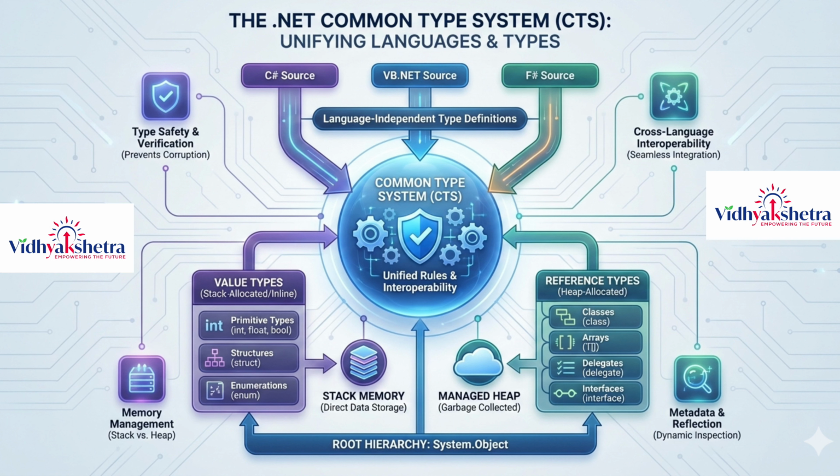The relationship between CTS and CLS is important to understand. CTS defines all possible types and behaviors, while CLS defines a subset of CTS that languages must support for interoperability. A language may support more features than CLS allows, but only CLS-compliant features are guaranteed to work across all languages. CTS is broader and more powerful than CLS. It provides the complete definition of the .NET type system, while CLS focuses on compatibility rules.